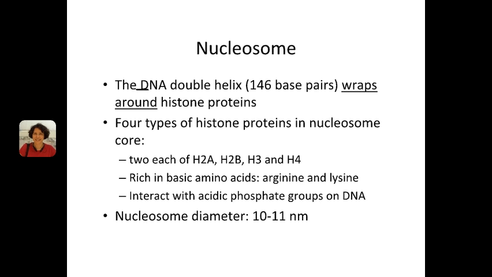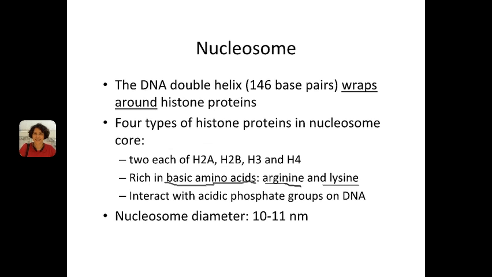A DNA double helix, 146 base pairs of DNA double helix, wraps around an octamer of histone proteins to form a nucleosome. An octamer means 8, and there are 8 histone proteins, 2 each of these 4 types: H2A, H2B, H3, and H4. In general, histone proteins tend to be rich in basic or alkaline amino acids, such as arginine and lysine.